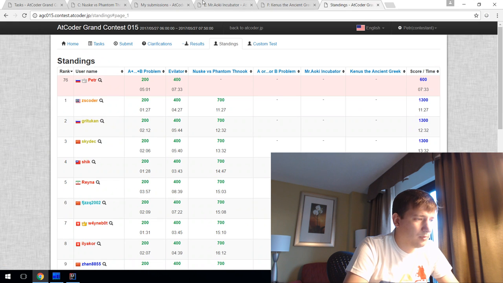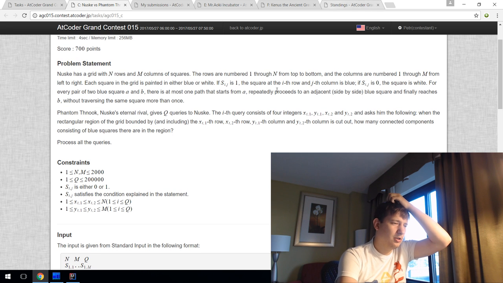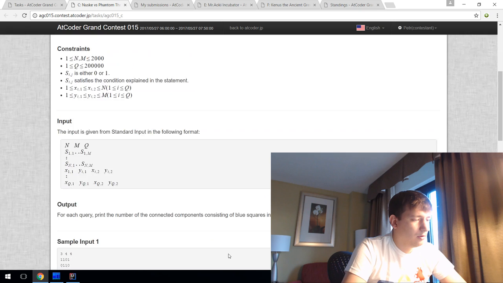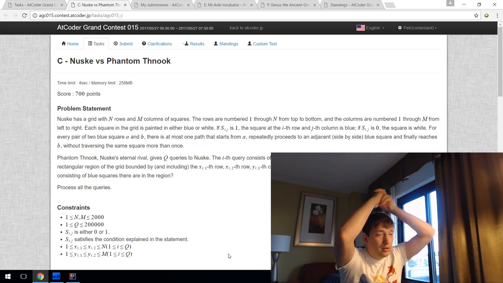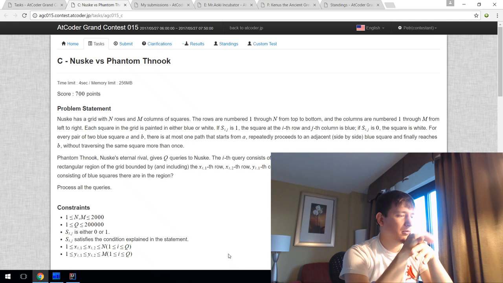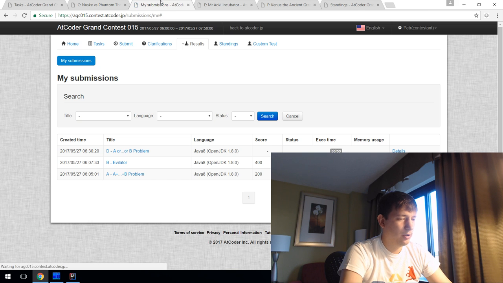Okay, so the next problem is, yeah, this one should be much simpler, but I don't see how everybody is solving it. So you have a rectangle and how can you find the number of connected components without iterating over the entire field?